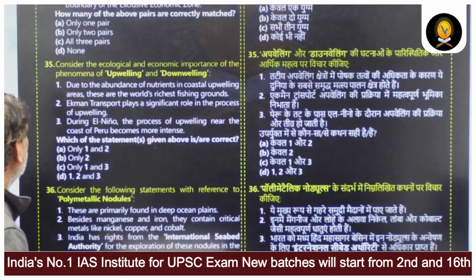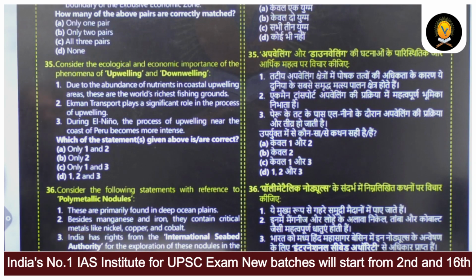Consider the ecological and economic importance of the phenomena of upwelling and downwelling. Due to the abundance of nutrients in coastal upwelling areas, they are the world's richest fishing grounds. Yes. In the upwelling area, cold water comes up which is very rich in nutrients. Ekman transport plays a significant role in the process of upwelling. Yes. During El Nino, the process of upwelling near the coast of Peru becomes more intense. No, downwelling takes place here. So 1 and 2 are correct.